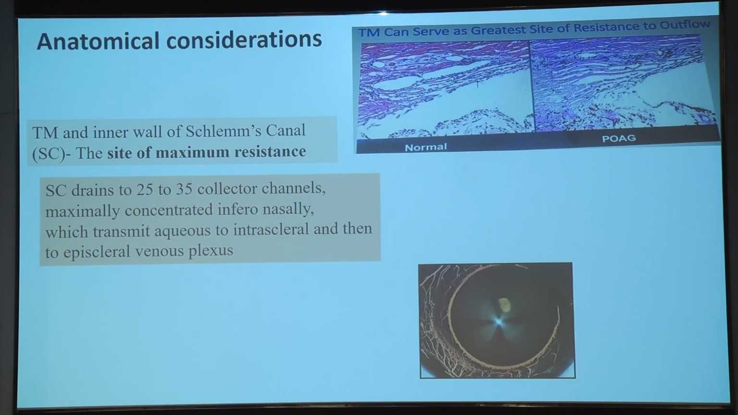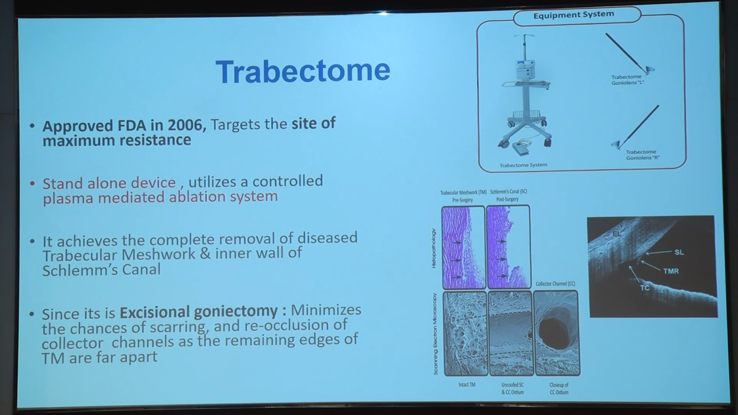The mechanism of action is to target the site of maximum resistance, thereby increasing the outflow through the conventional pathway. The TM and inner wall of Schlemm's canal are the site of maximal resistance, and the maximum concentration of the collector channels is present nasally, so it's better to target this area. I'll be mainly talking about the trabectome, which was approved in 2006. It's a stand-alone device that utilizes a controlled plasma-mediated ablation system and achieves complete removal of the diseased trabecular meshwork and inner wall of Schlemm's canal. Since it's an excisional goniectomy, it minimizes the chances of scarring and reocclusion of the collector channels, as the remaining edges of the TM are far apart, as you can see here.